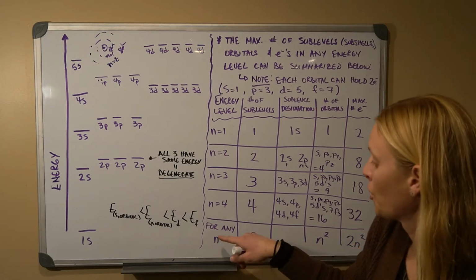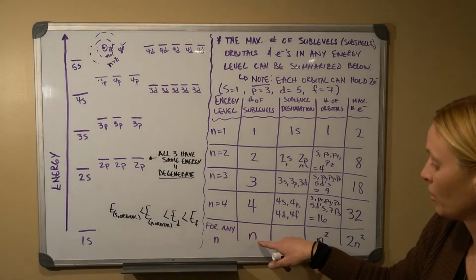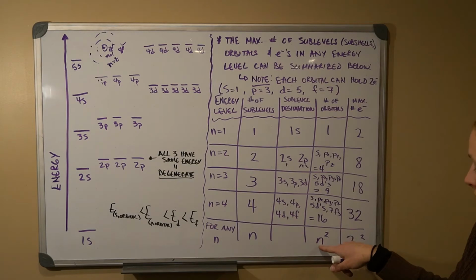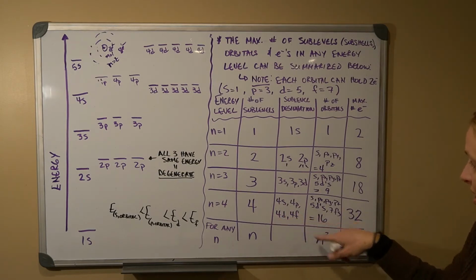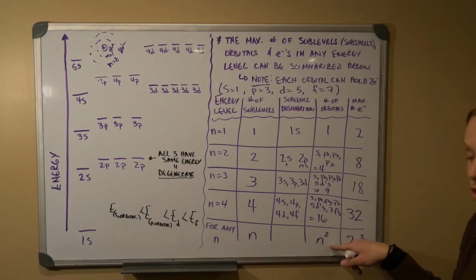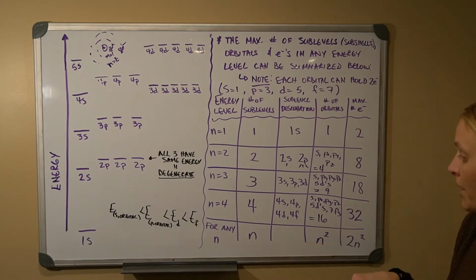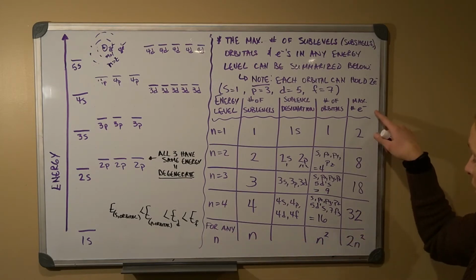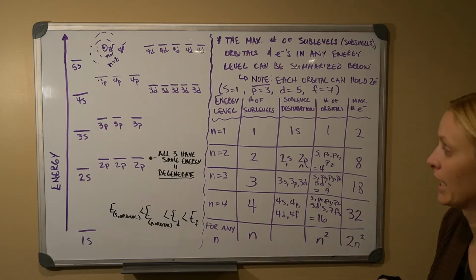So for any n, the number of sublevels would be n, and the number of orbitals is n squared. Here you can see 4 is n, 4 squared is 16, 3 squared is 9, right? So you can use this for whatever the energy level is. And then for the number of electrons, it would be 2n squared, like that.